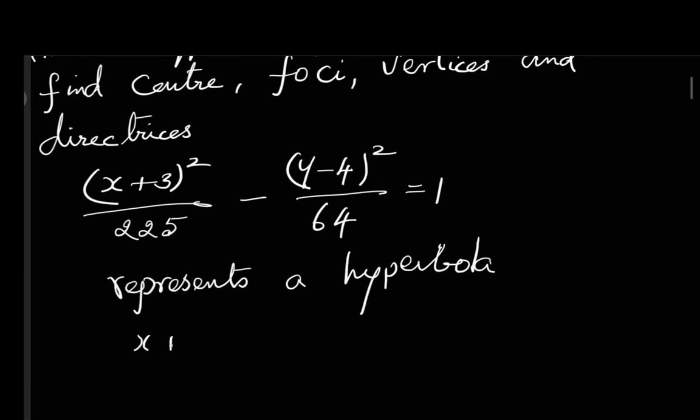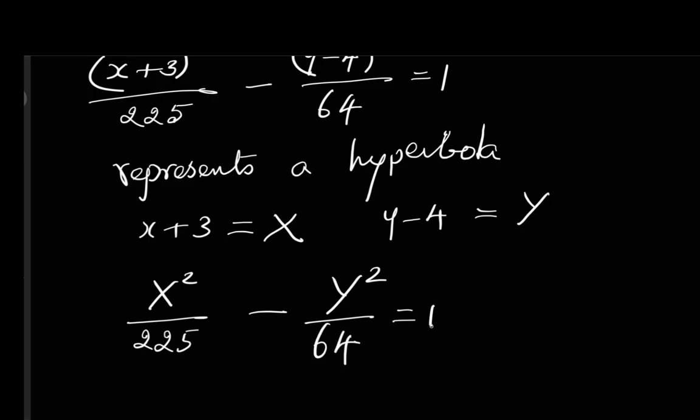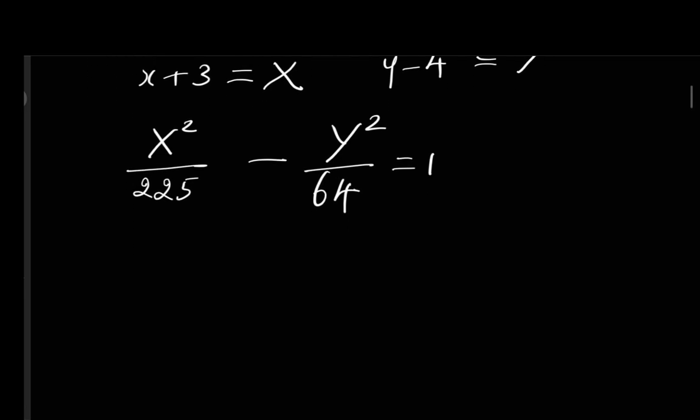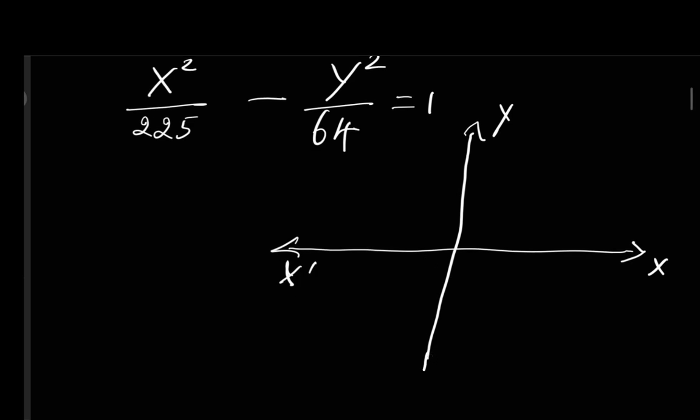Let me replace this small x+3 as capital X and y−4 as capital Y. So the equation is X² by 225 minus capital Y² by 64 is equal to 1. So this is a hyperbola. Let me see the position for this. In terms of capital X and capital Y, X dash, Y, Y dash, and this is the origin. See the hyperbola, you have the two curves here.